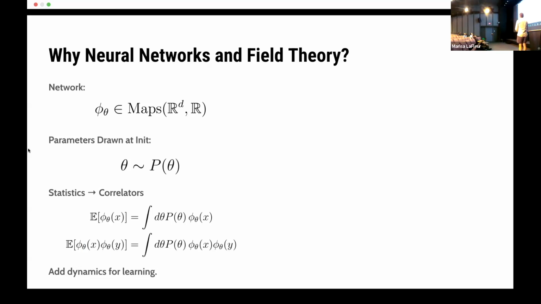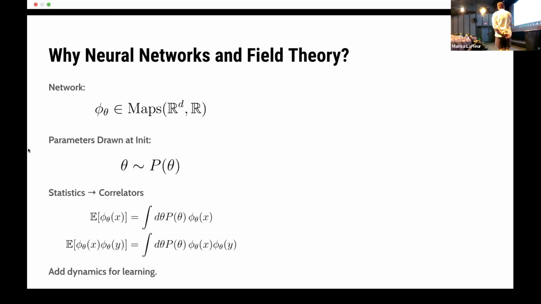But the basic point here is that the network architecture, together with the distribution you draw your parameters from at initialization, define an ensemble of neural networks. And you can compute the expectation value of the network outputs, or products of the network outputs, in that distribution, if you'd like, by integrating against this parameter density. So it's just some neural network evaluated on X or Y, and you integrate against the parameter density and so forth. So this is a statistical setting in which neural networks naturally arise.